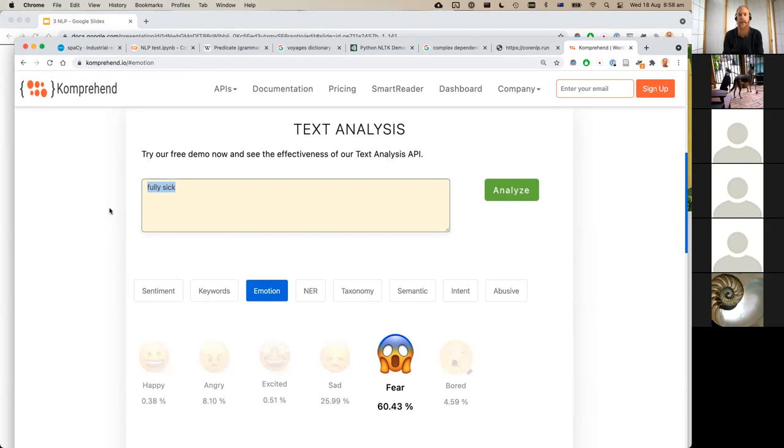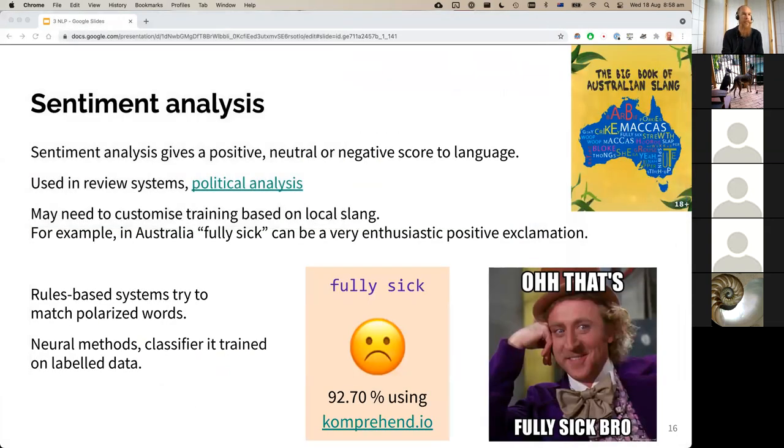In this analyzer, there's no localization to an Australian slang context, and so "fully sick" has been misidentified. This is something we need to consider: if the application is outside of the training domain, then we might be giving the wrong responses.